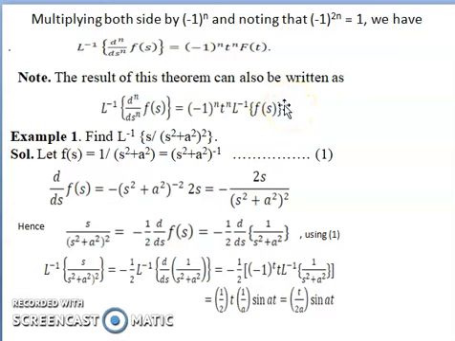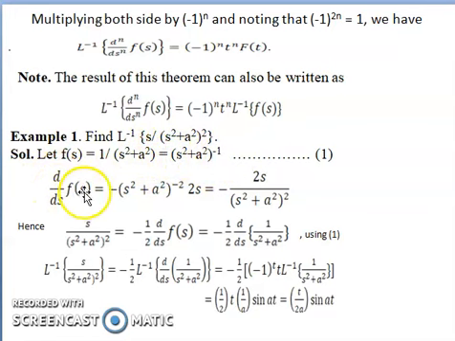Now let us see an example related to derivatives of inverse Laplace transforms. Find L inverse of s divided by (s^2 + a^2)^2. First of all, we suppose that F(s) equals 1 divided by s^2 + a^2, so it is (s^2 + a^2) to the power minus 1.